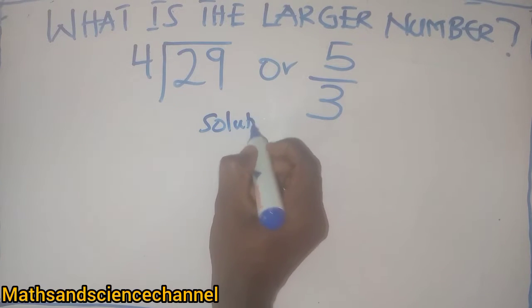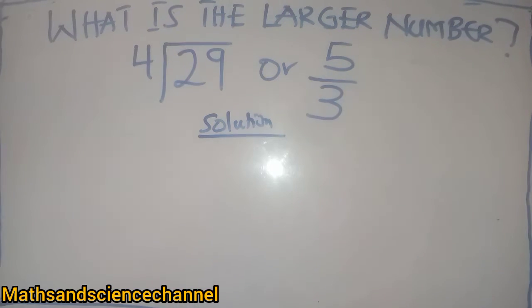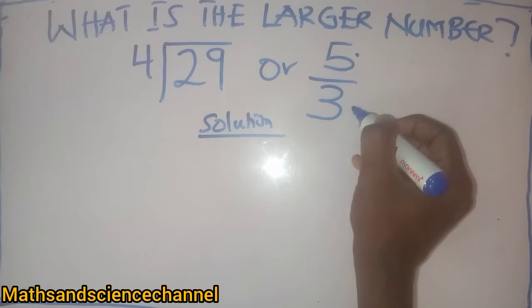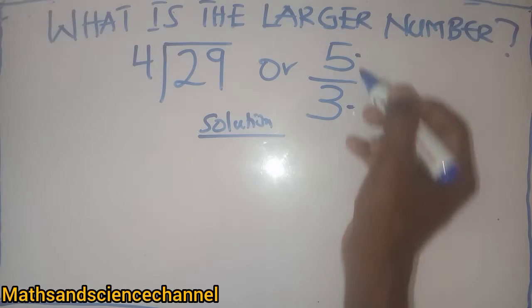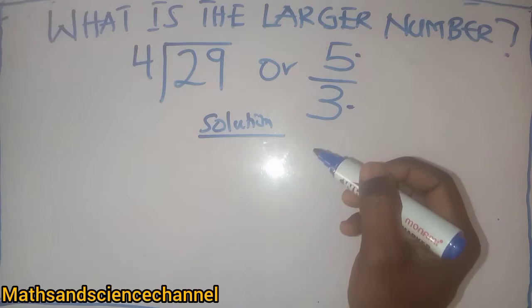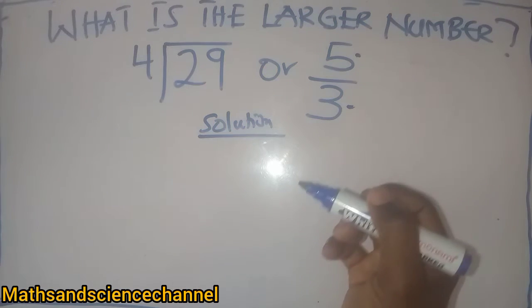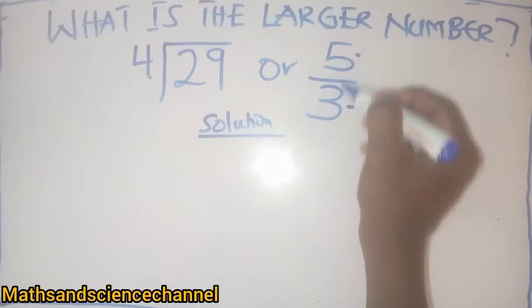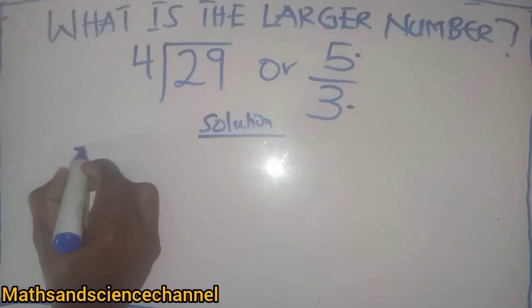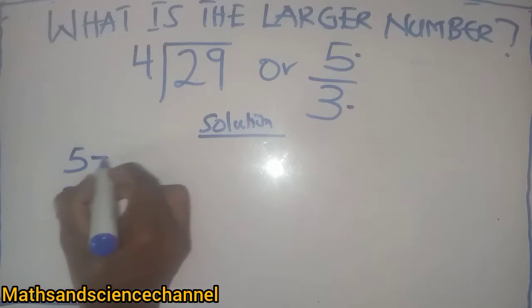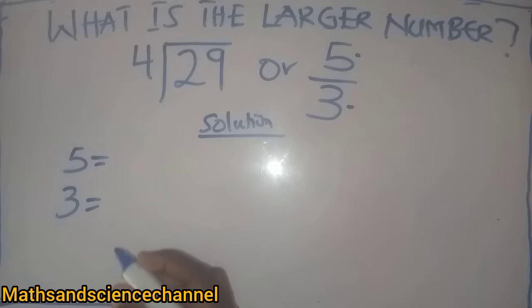Now we are going to solve this using what we call the doubling method. So we are going to double some of the numbers. Now let's focus on this. The reason why we are looking at this, as we are solving, you see why I'm using the 5/3. So now let's double 5 and 3. Okay, so now let's use the doubling method.